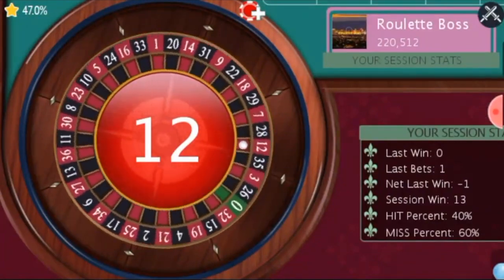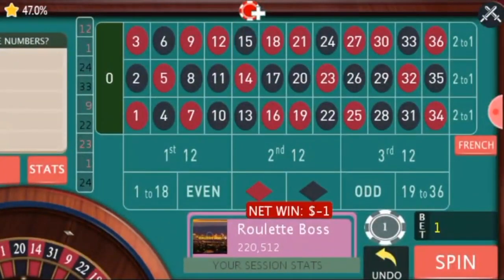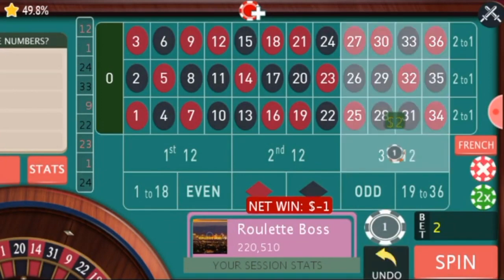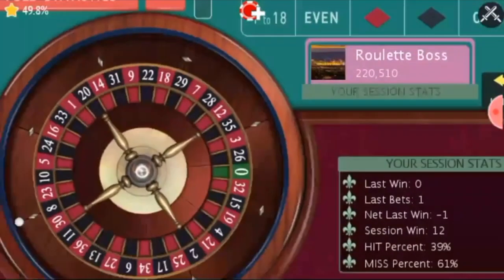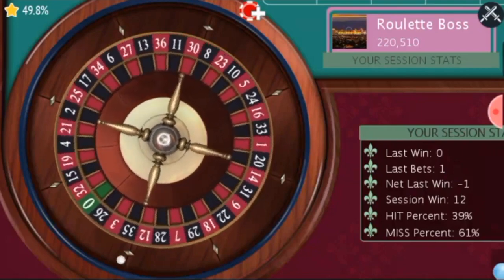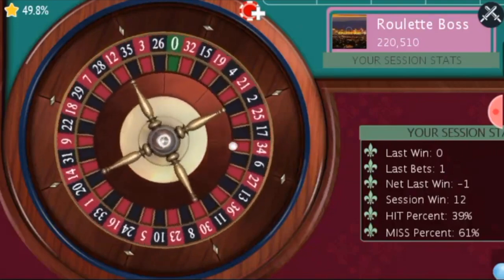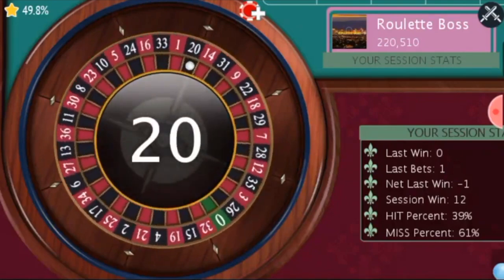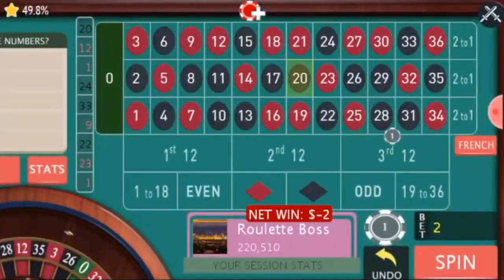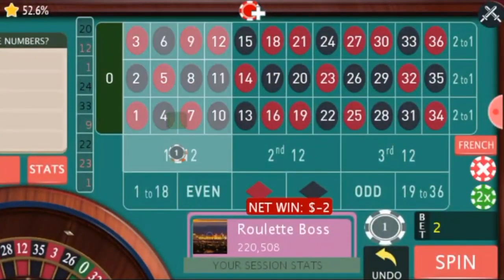Okay, so I'm having a little bit of a losing streak here. Let's hope it continues so I can show you exactly how the progression works. So this is spin number one. I lost on spin number three, so I increased my bets by one unit. I restarted the count. That was spin number one. This is spin number two.